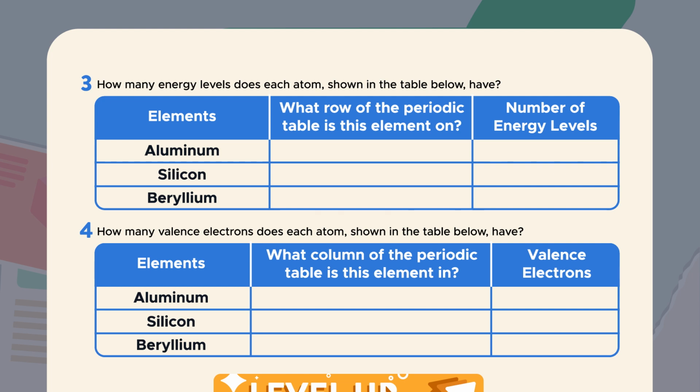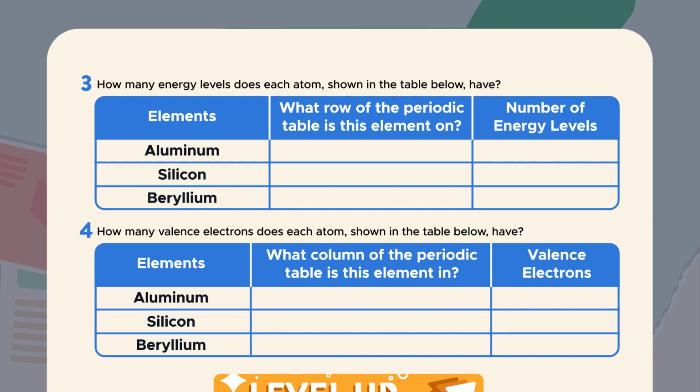3. How many energy levels does each atom, shown in the table below, have? From left to right, the headings read Elements, what row of the periodic table is this element on? Number of energy levels. Aluminum, silicon, beryllium.